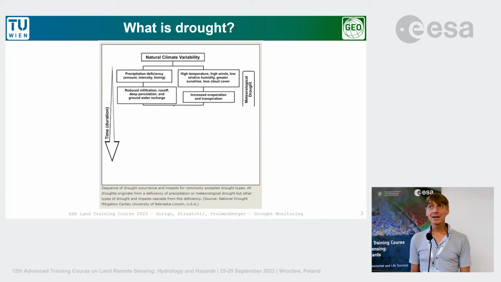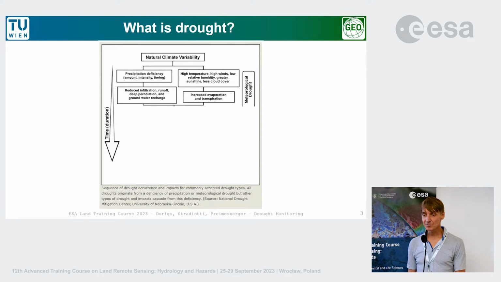To come back again to the definition of drought, what is drought? We can start with something called natural climate variability. We have, for example, deficits in precipitation, so a decreasing amount, but it can also come in very short, intense episodes, leading to a lot of runoff. So you may have a lot of precipitation in total, but a big part of it runs off, so it's not contributing to soil moisture, and that can also cause drought. In the end, it may lead to reduced infiltration, runoff, and deep percolation to the groundwater.